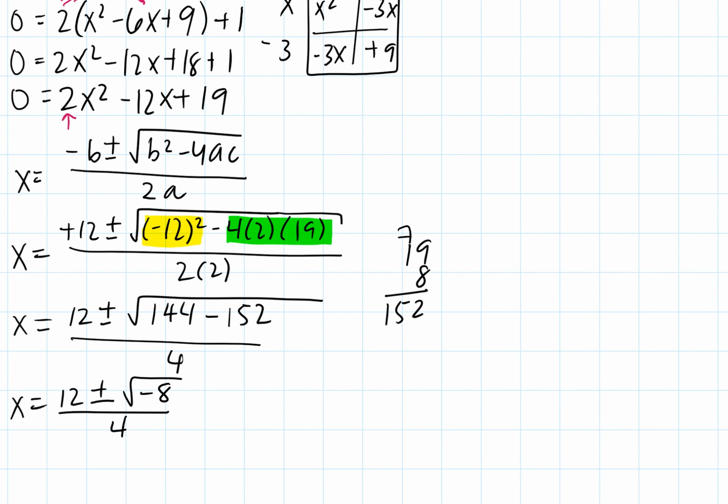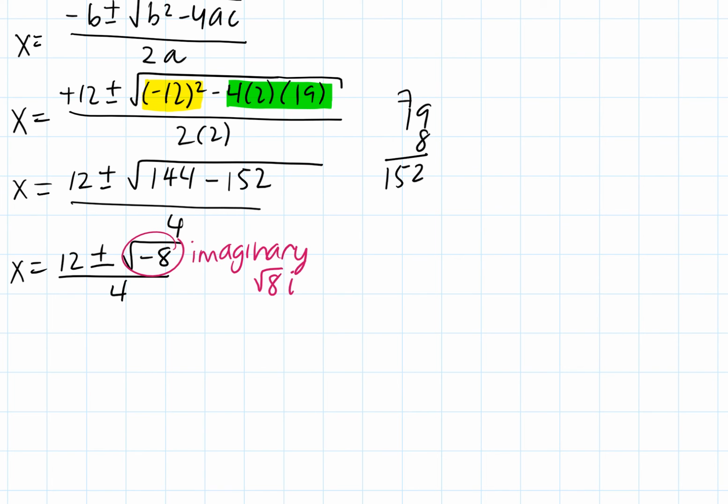Now, we know the square root of negative 8 right here is an imaginary number, right? It's the square root of 8 times i. An imaginary number means there won't actually be any x-intercepts. So we can stop right here and conclude there are no x-intercepts.